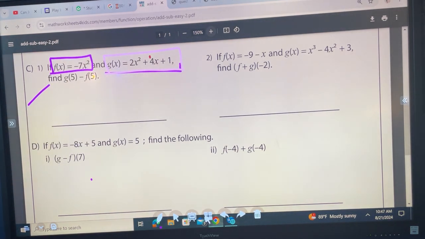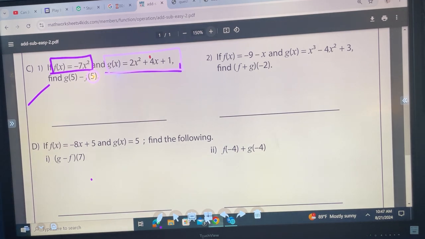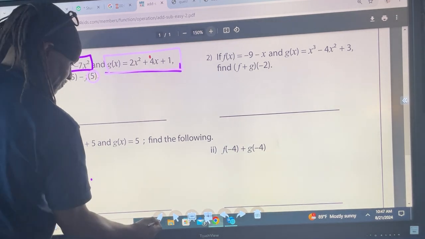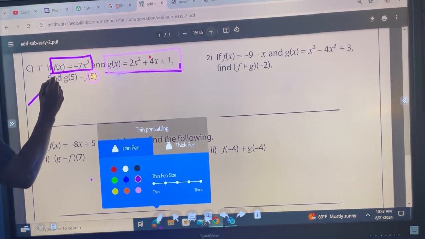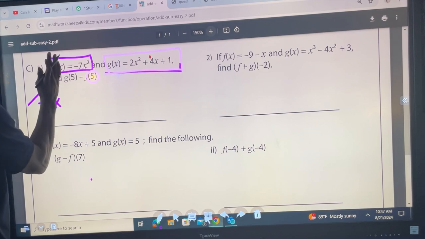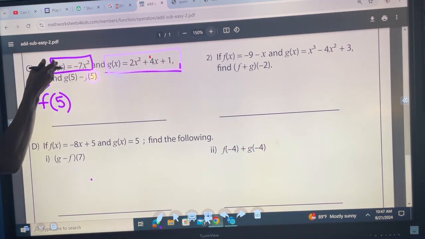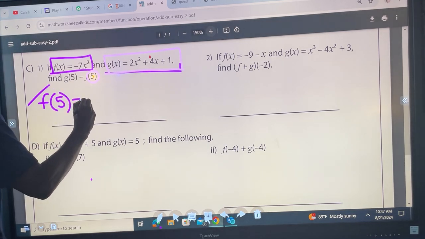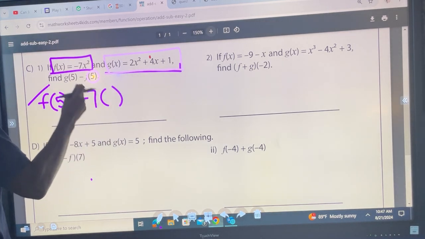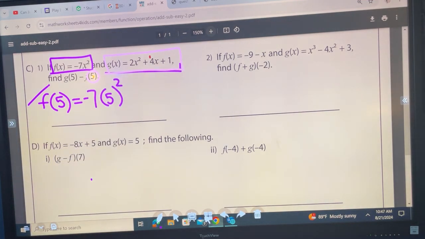But what's the value of x this time? 5. Very good. They gave you a value for the x to plug in for each x that you see. So let's solve this first one up top. For the f of x, f of what? 5. So when this function is at 5, it becomes negative 7. What do I plug in for x? 5 to the second power.